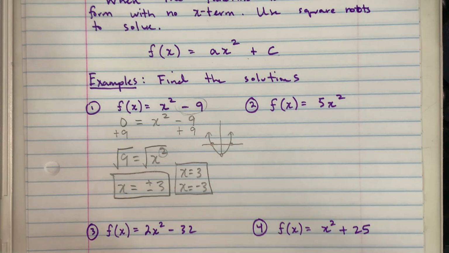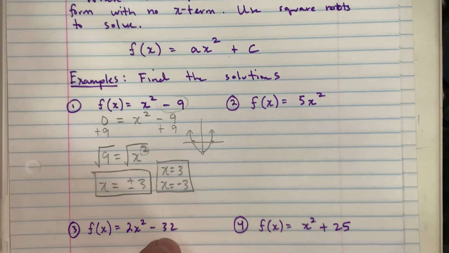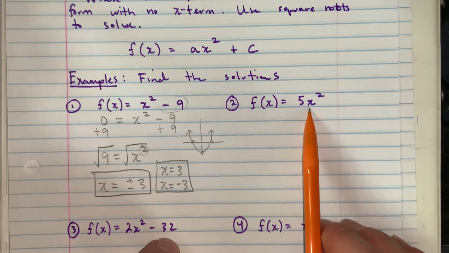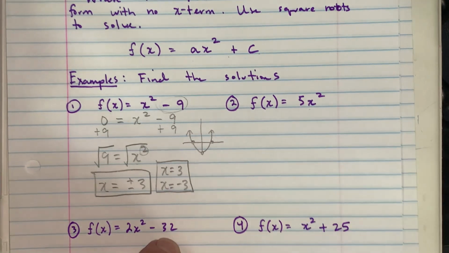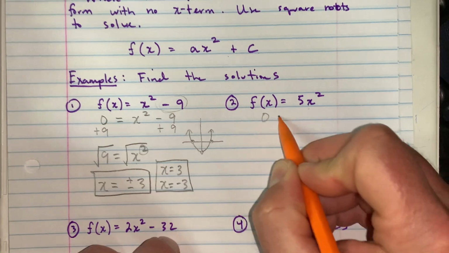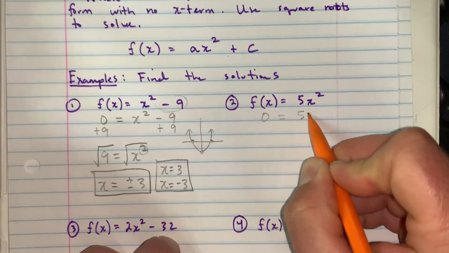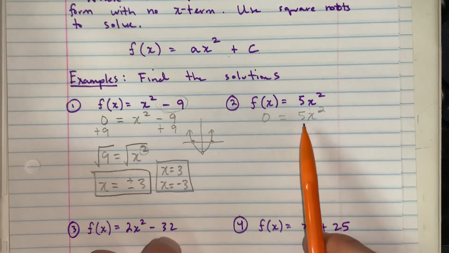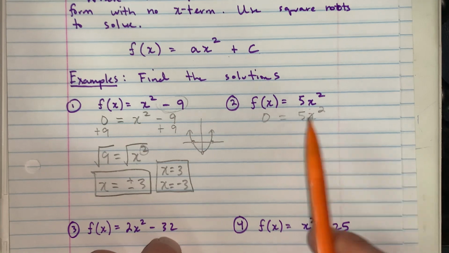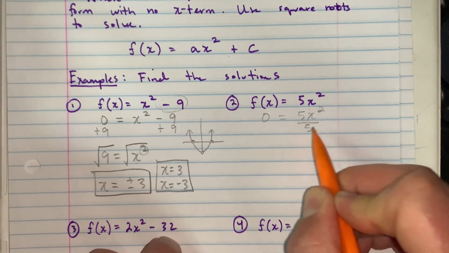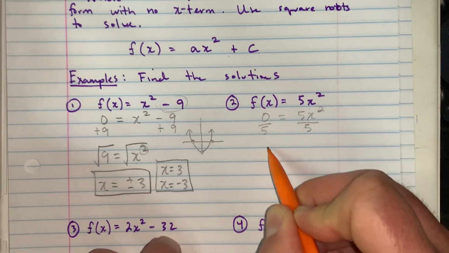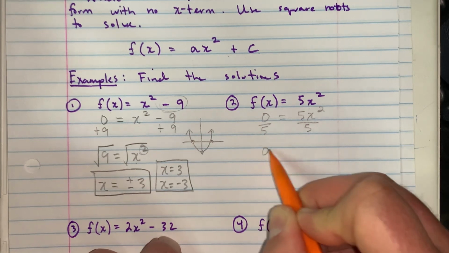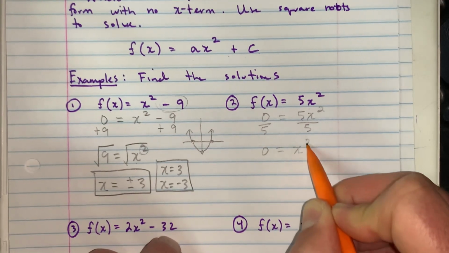All right, let's take a look at another one. Right here, this actually doesn't even have a c term. It's just going to be the ax squared term. And so we'll just go ahead and solve it. Set it equal to 0. Okay, so what would we do first in this one? Well, we would go ahead and just get rid of that coefficient, 5. So we could divide both sides by 5. 0 divided by 5 is just going to be 0. So that would be x squared.